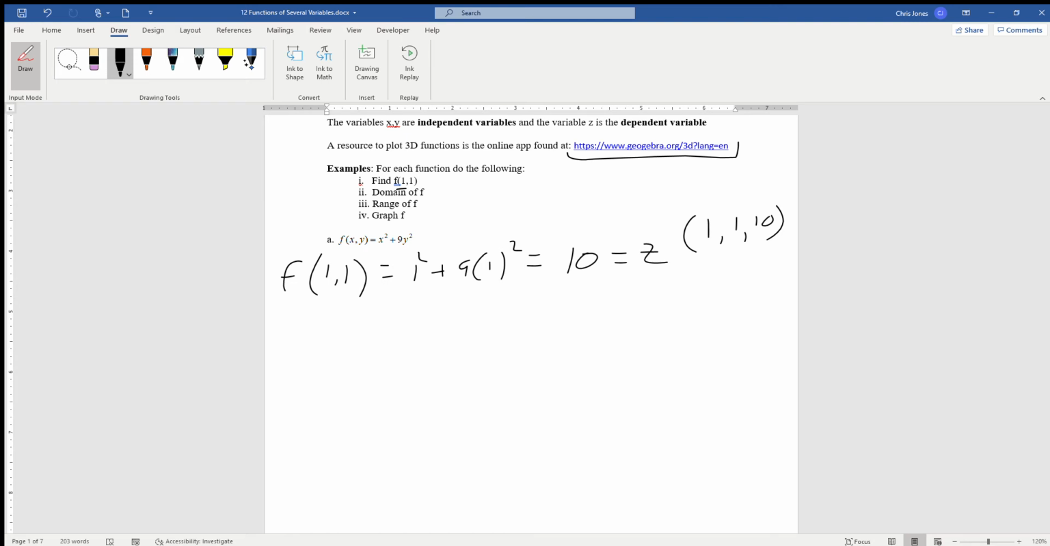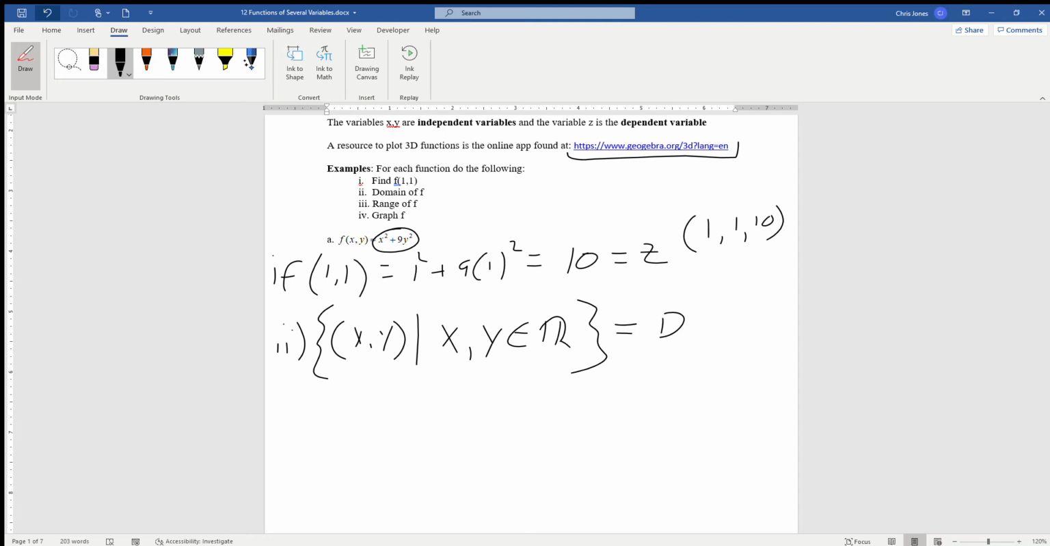So essentially what this means is that we have the point (1, 1, 10) that falls somewhere on the graph of f. The domain, okay, this is part II. This is part I. The domain is all the numbers that we can put in for x and y. And notice that it's a polynomial. So, since we have a polynomial, what we're going to say is that x and y are elements of the real numbers.